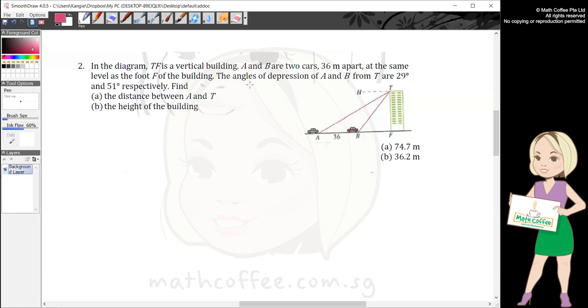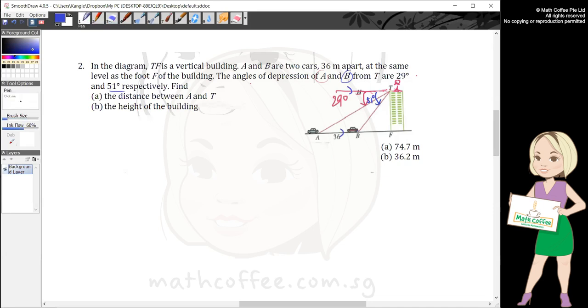So let's read it. The angle of depression of A from T. In other words, imagine you are standing here, at eye level, and depression means you look down. The first one is A, so this will be 29 degrees. The other one, for B, is 51. So B is here, right? You look down here, this is 51 degrees. And you must understand that this and this are parallel.